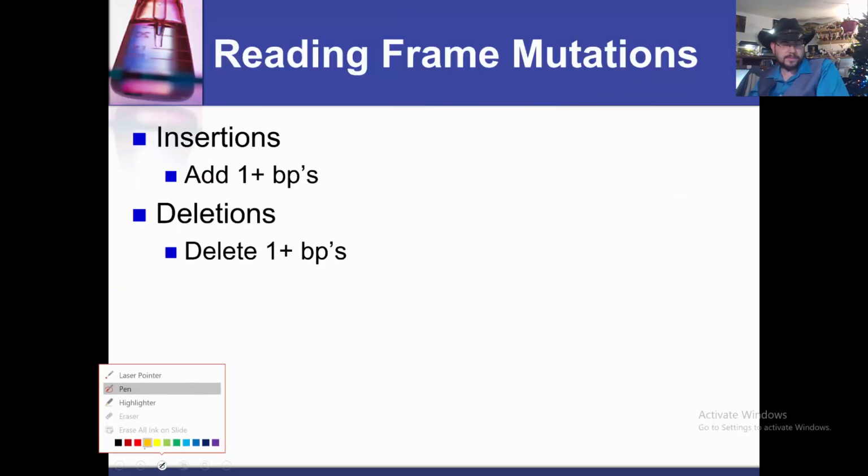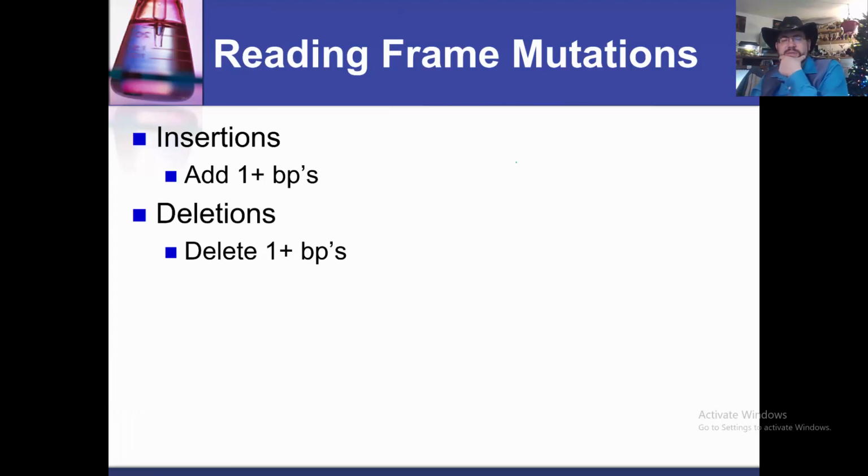There we go. Okay. So we have our template DNA: TAC, AUG, GAC, and TAA. This is our template DNA. Right?